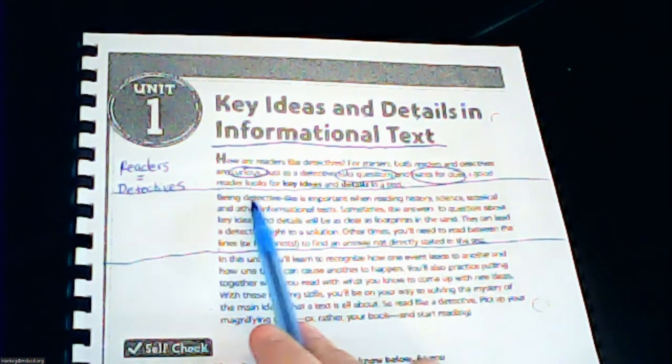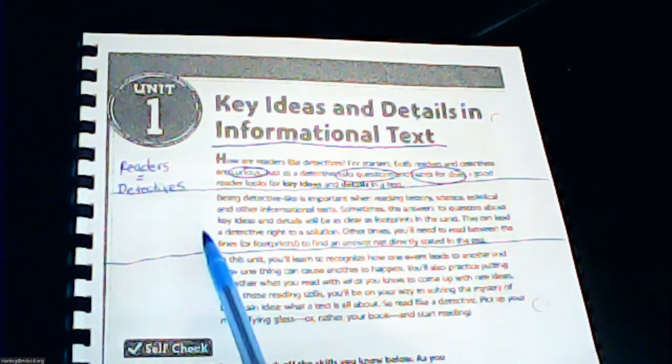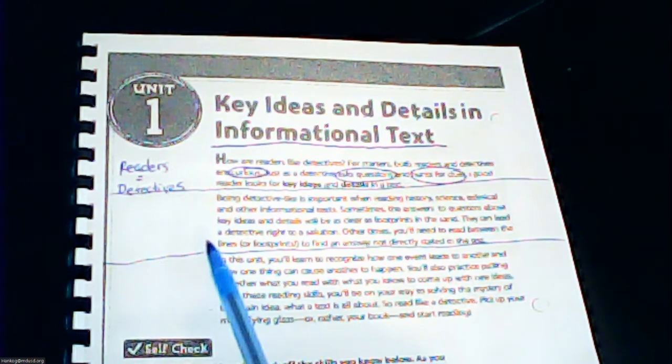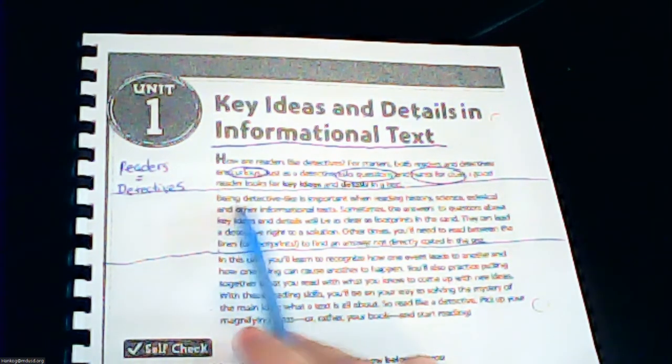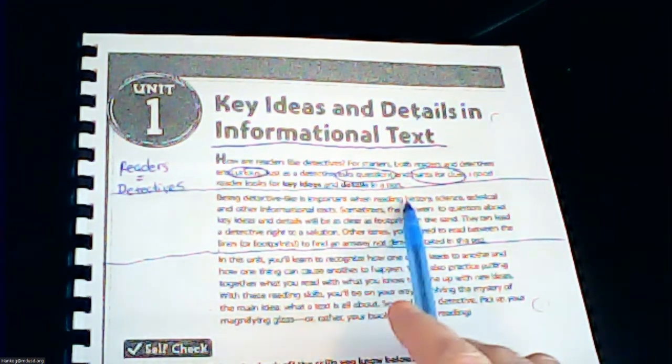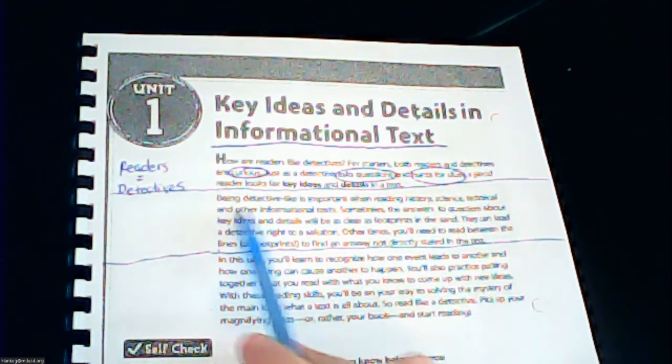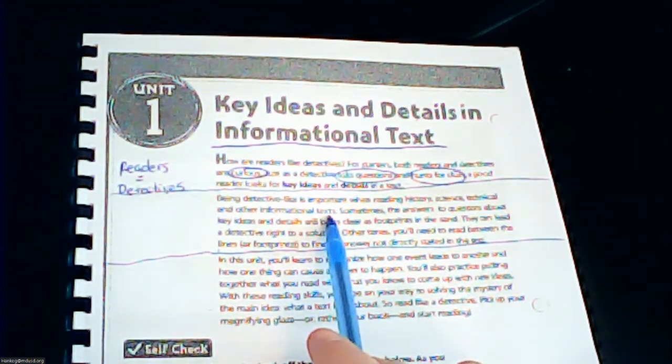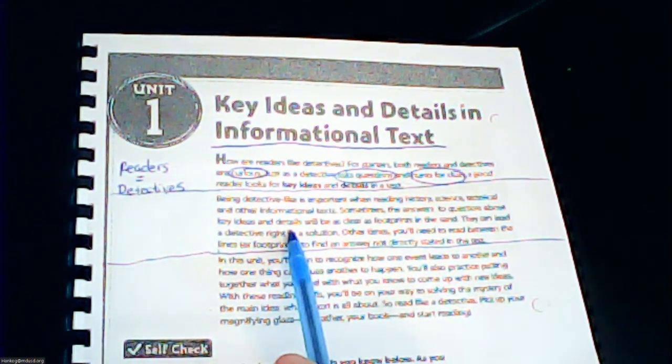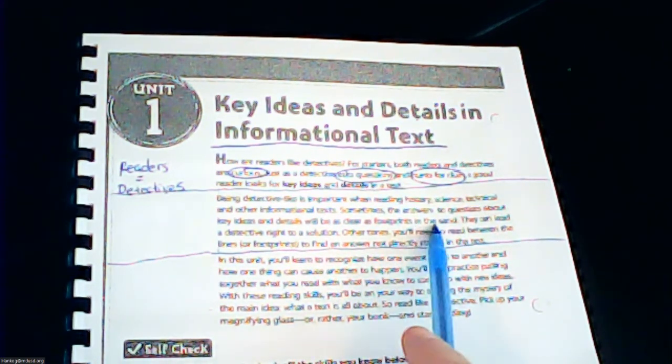In the next section here, again, I'm going to read the section. I'm going to stop at the end. I'm going to think about what I read and annotate. Being detective-like is important when reading history, science, technical, and other informational texts. Sometimes the answers to questions about key ideas and details will be as clear as footprints in the sand. That's a good simile. As clear as footprints in the sand. That means obvious, right? They can lead a detective right to a solution, just like they can follow those footprints.